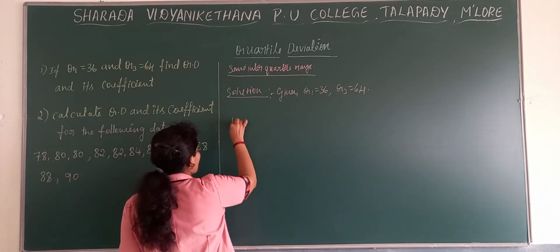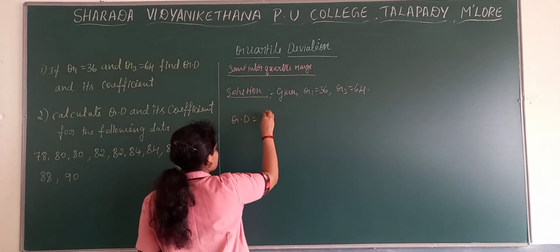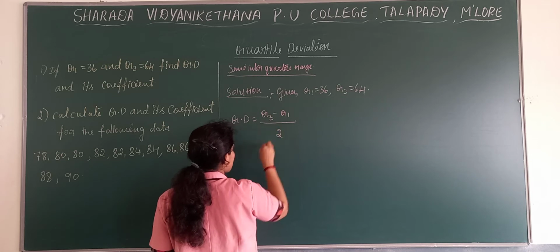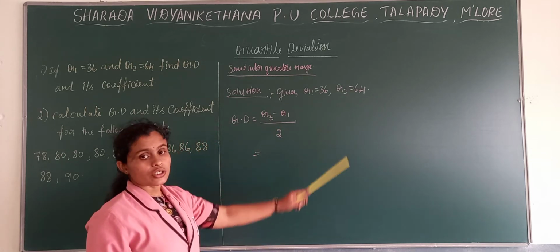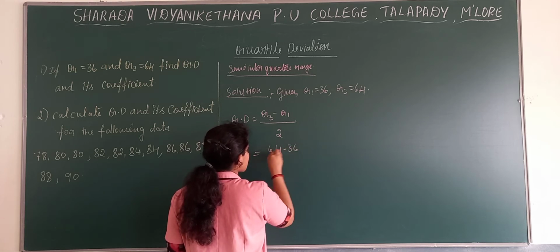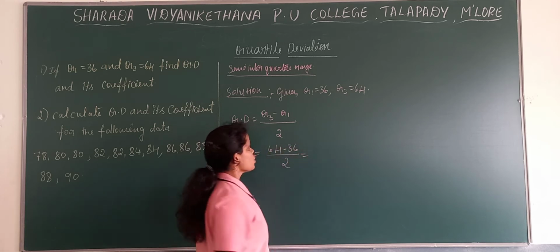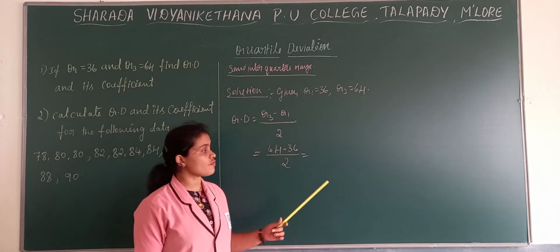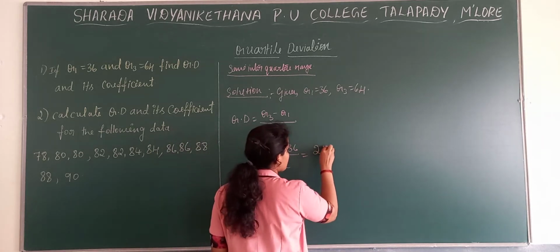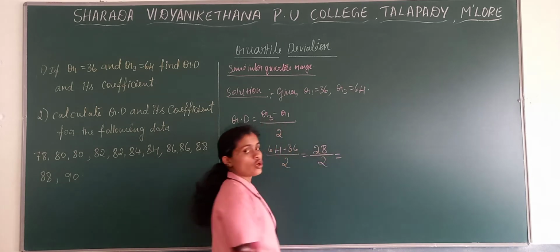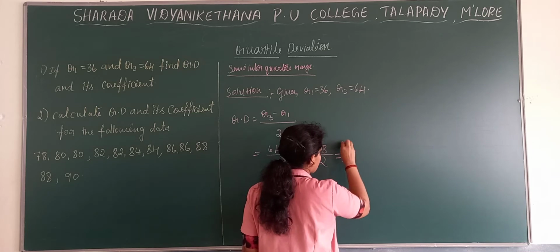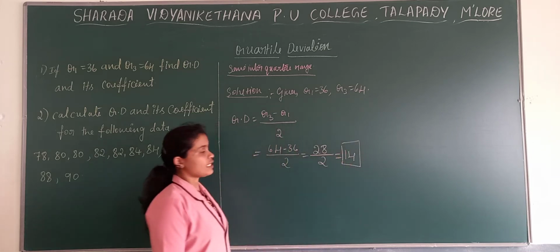Write the quartile deviation formula, that is (Q3 minus Q1) divided by 2. Here the Q3 value is 64, so (64 minus 36) divided by 2. 64 minus 36 is 28, divided by 2. So we get the quartile deviation as 14.